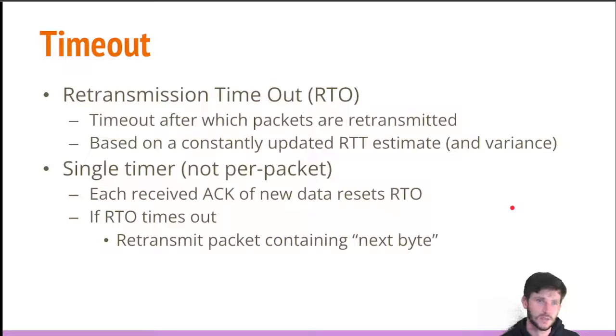And the way we do this is using a constantly updated RTT estimate and an estimate of the average RTT and of the variance on the RTT. And using these two things, we can compute some retransmission timeout value. I'll point out in TCP, this is a single timer, not per packet. What this means is that every time we receive a new ACK, so an ACK of new data, this resets this RTO value. As soon as this RTO value does time out, we retransmit just the packet containing the next byte. Not the whole window as we did in go back N, but just the packet containing the next byte. It should be the first packet in the window.